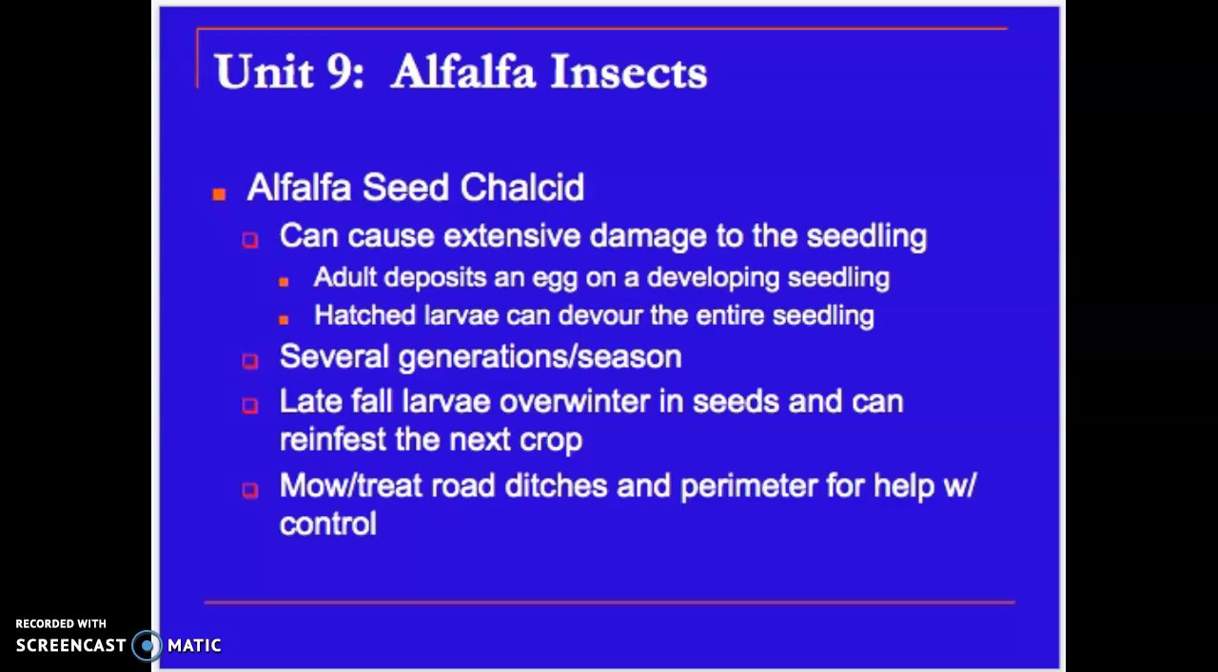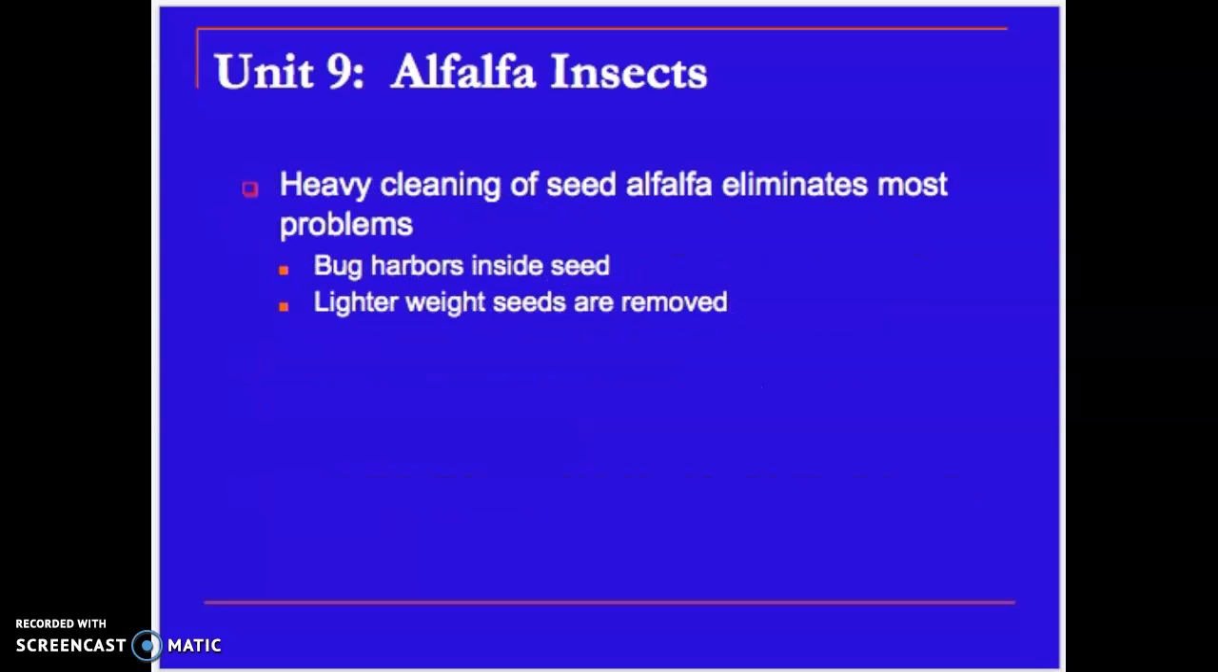There's several generations per season of these guys. They overwinter quite nicely in seed and can reinfest the next crop. So here, one of the things to cut back on this guy is to make sure and contain your road ditches, keep those mowed back and groomed appropriately. That'll help you control this thing so that there's not anything really appealing for them there to feed on. Alfalfa seed cleaning and good seed quality really cuts back on this one and has eliminated this problem.